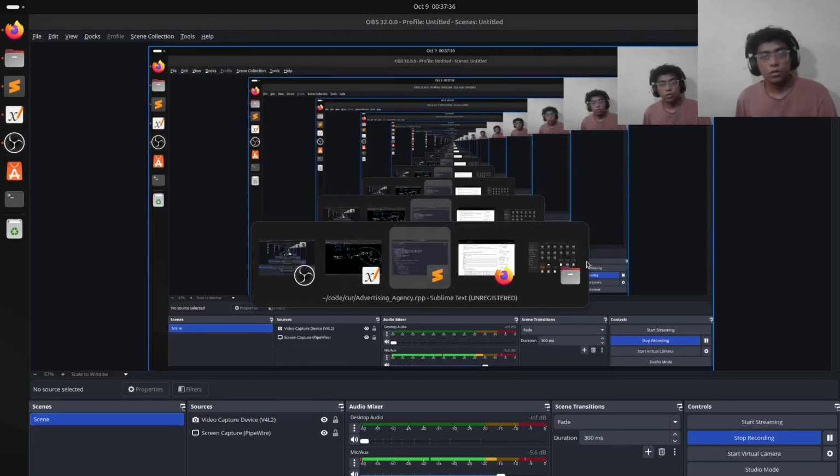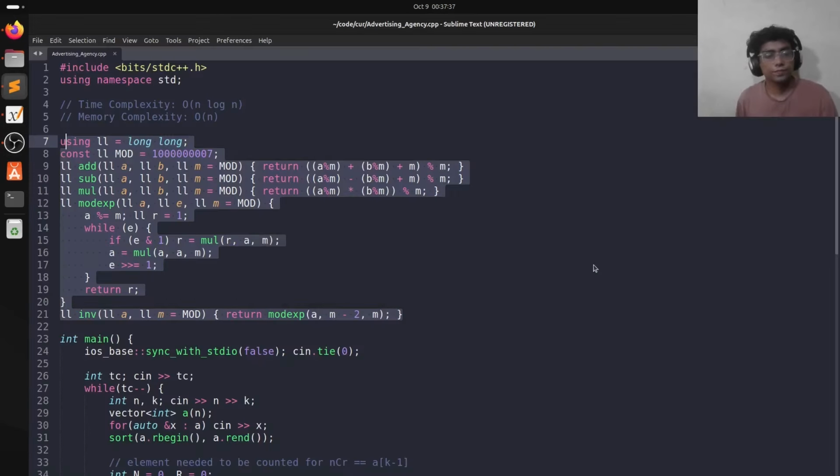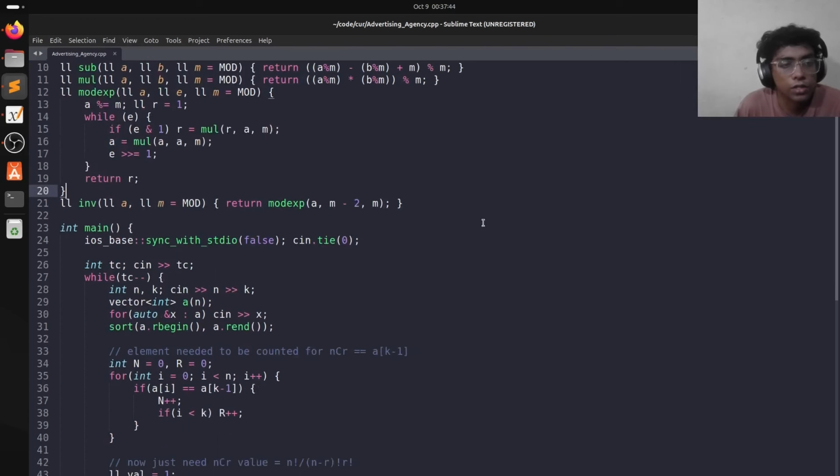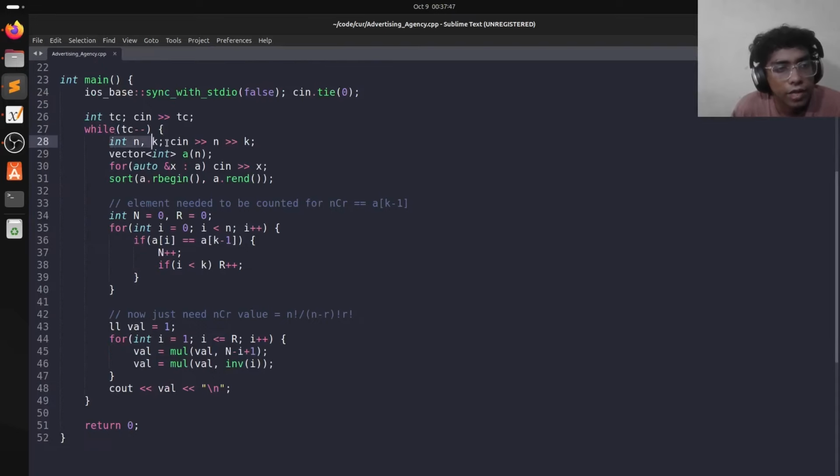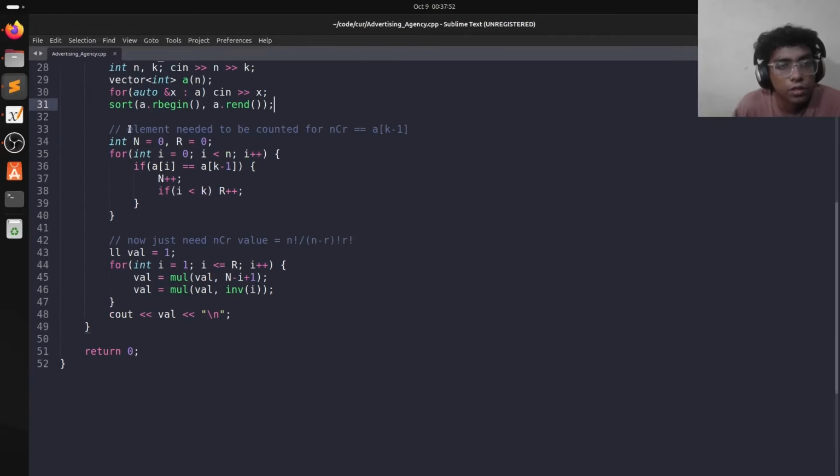So let's have a look at the code now. Here's the code. Here is just the template for mod operations. You can go through it once. Okay. So we take in our n and k, we take in our array A, and we sort it in reverse order, in descending order. Now we need to do n choose R for A equals k minus 1, right? We need to find how much frequency it has. So I'm just counting the total frequency, as well as the frequency less than k, right? This is our capital N, this is our capital R. Now I just need capital N choose capital R.